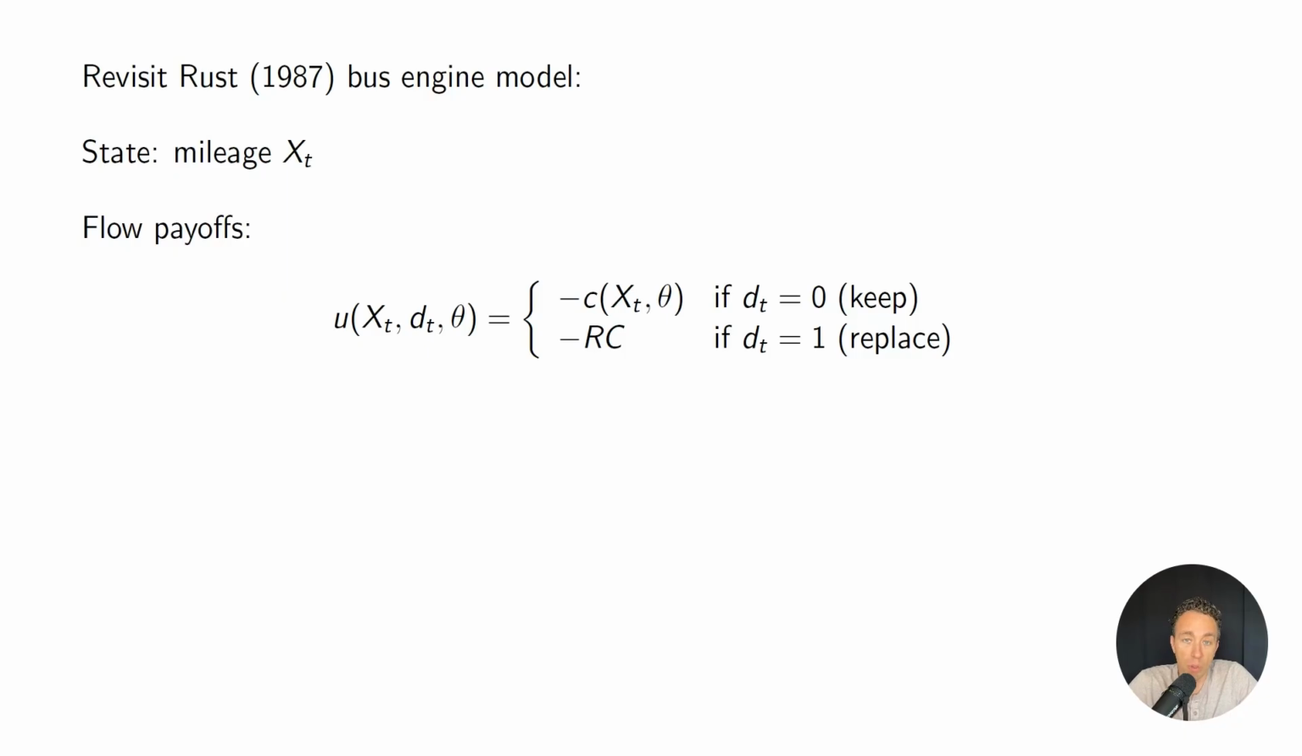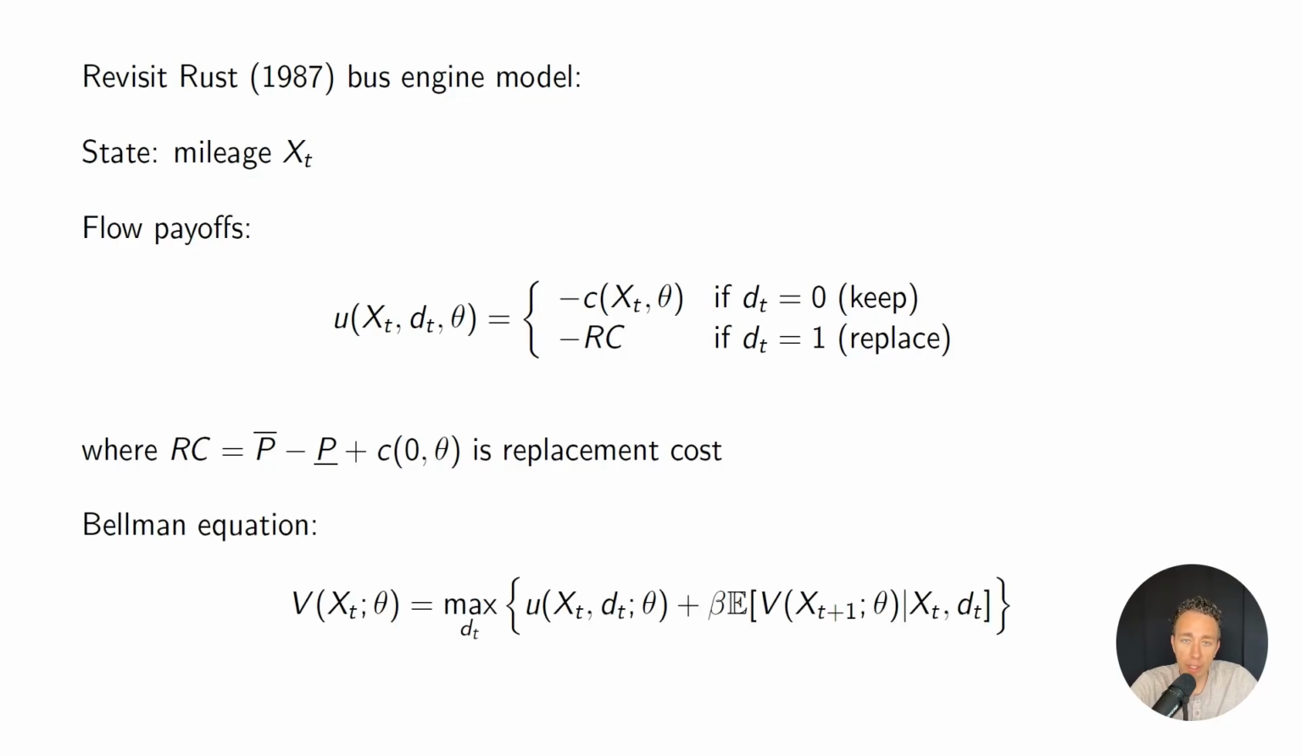Let's review what that model looks like. Our main state variable is the mileage of the bus engine. And then we have flow payoffs, which are maintenance costs as a function of mileage and the cost function if I decide to keep driving the bus. Or I have to pay a replacement cost if I choose to replace it, where the replacement cost is some difference between the cost of buying a new engine and the scrap value of the old engine, plus some maintenance cost on a brand new engine.